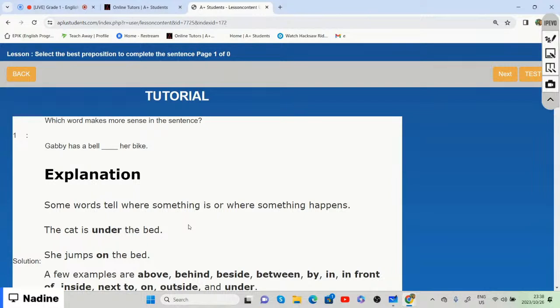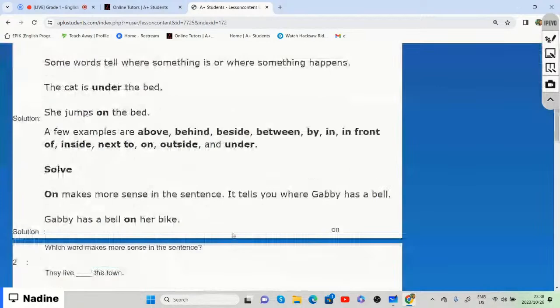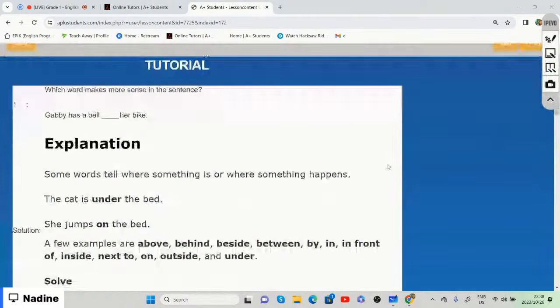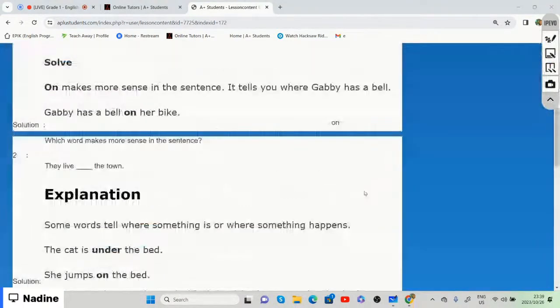So Gabby has a bell on her bike. So basically Gabby has a bike, a bell on her bike. So on is the preposition. Which word makes more sense within a sentence?